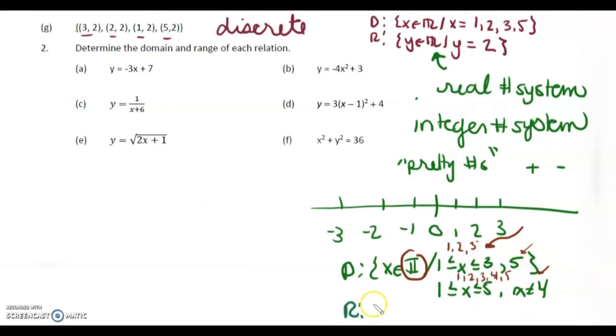Okay, and then the range is going to be the same. You can say y is an element of the integer number system such that y equals 2. It's still going to be the same because there's only one value there.